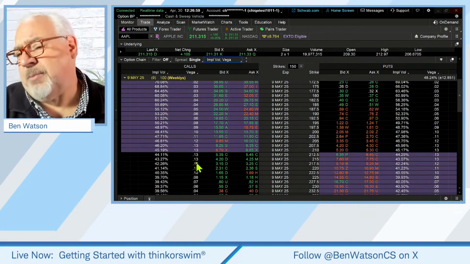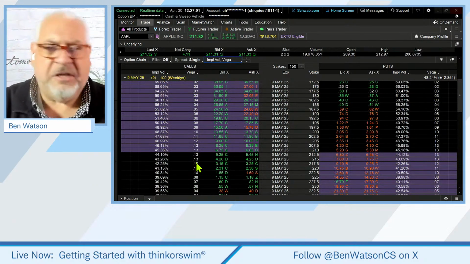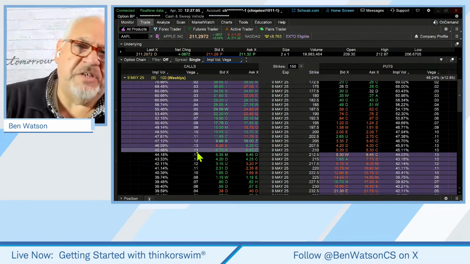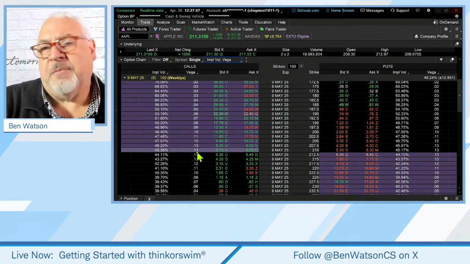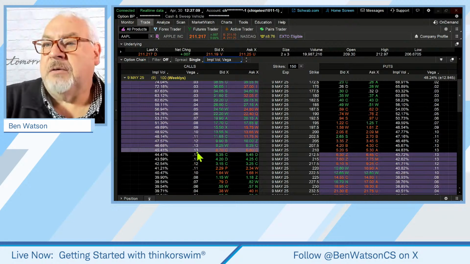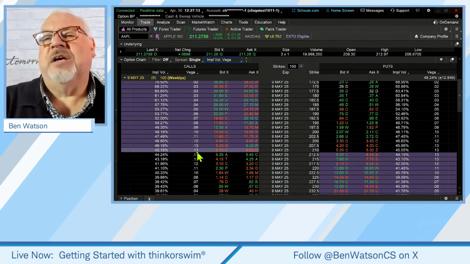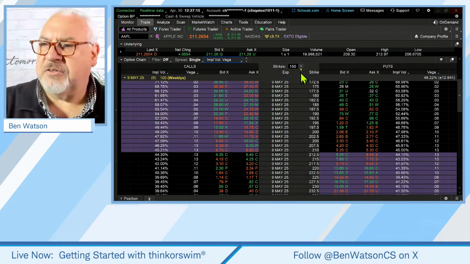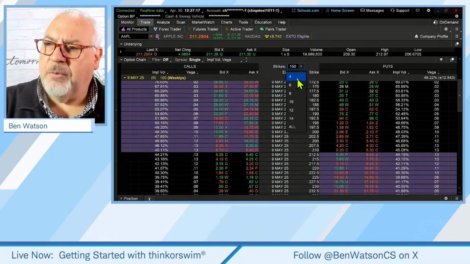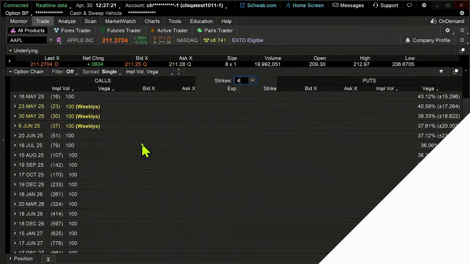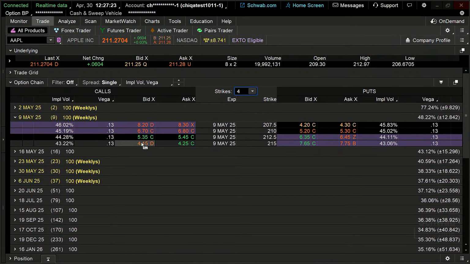Now, Vega is one of those tools, one of those option Greeks. In fact, until you get into some of the second order derivatives, it's really the only one of the option Greeks that we primarily talk about, delta, gamma, theta, and Vega, that becomes less significant as we get closer to expiration. And I'll show you the difference. I'm going to close down the number of strikes. I'm going to make 4 strikes here. And what I'm going to do is open up several different expirations.